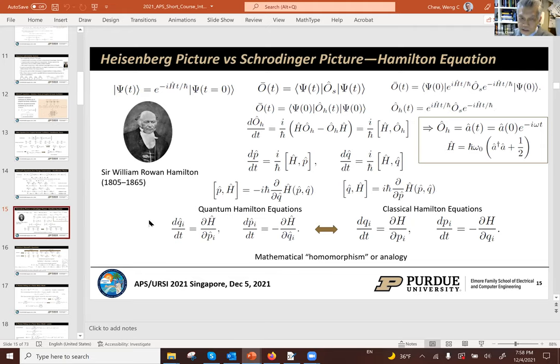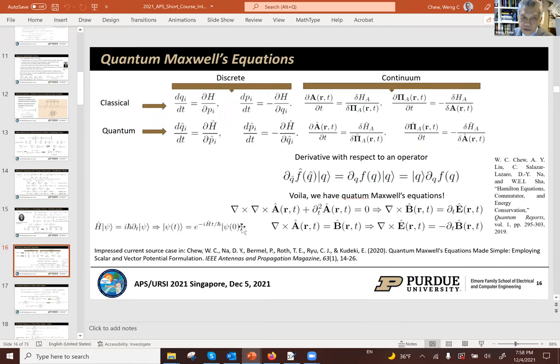So this is just for a very simple single pendulum, okay? You can go from a single pendulum to multiple pendulums, a set of coupled harmonic oscillators. Then you get these Hamilton's equations in the continuum world. And because of the homomorphism, or the analogy, between classical and quantum, whatever you see in the classical world, you can pretty much repeat in the quantum world. So if you know how to do this in the classical world, you would know that this equation exists in the quantum world.